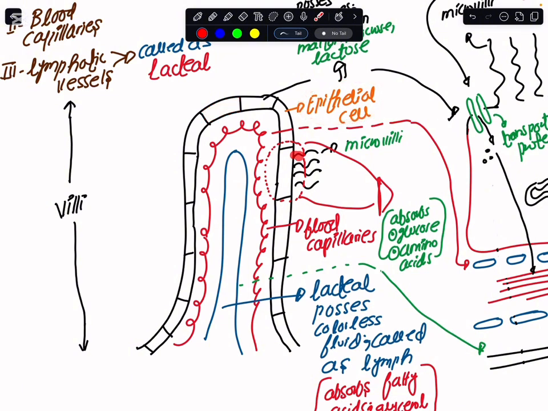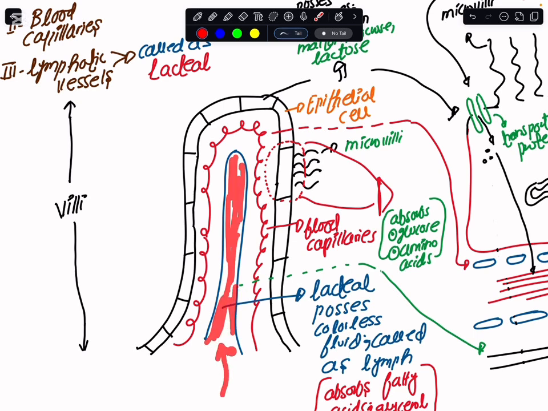And the microvilli that I showed you above are actually the extensions that come out of the epithelial cells that we have in the villi. Below the epithelial cells there are blood vessels, and these miniature blood vessels are called blood capillaries. And at the center of these villi, we have got another vessel, and the name of the vessel is the lymphatic vessel.